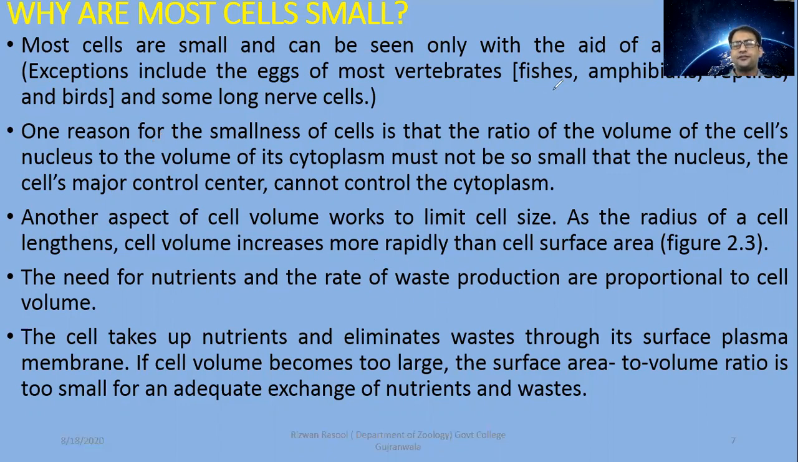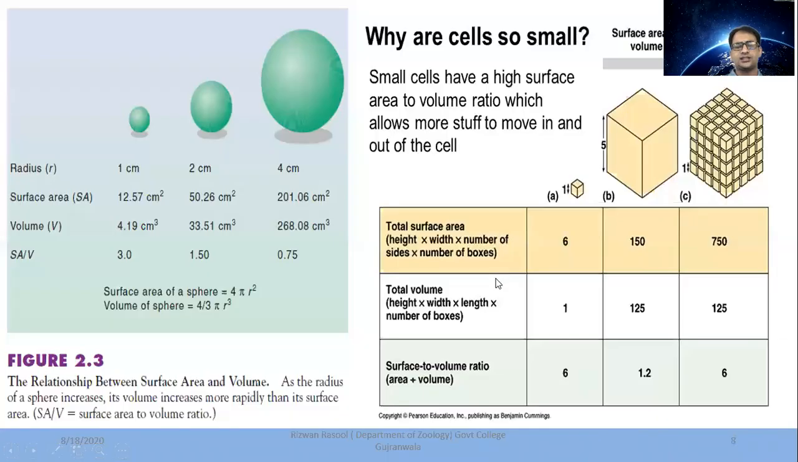Because surface area तो वही होगा जो exposed area है, जबकि जो cell का volume है वो ज्यादा तेजी से increase कर रहा होगा. Just look at this diagram. Radius 1 centimeter है तो surface area है 12.5, volume 4.9. लेकिन जब रेडियस 2 सेंटीमीटर होता है तो वॉल्यूम 33 हो जाता है और सरफेस एरिया 50.26.